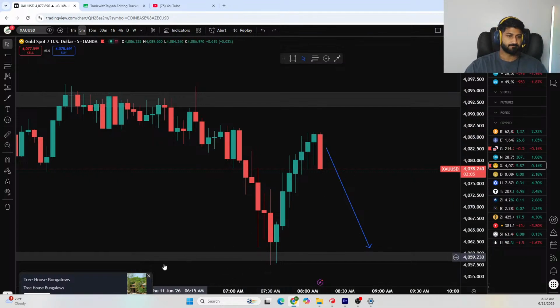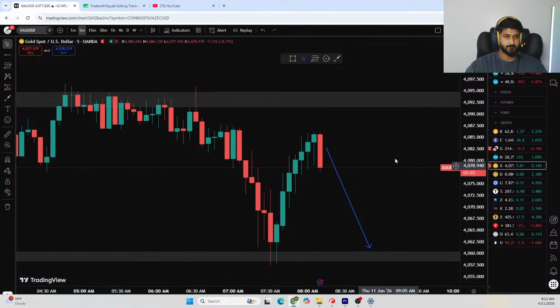Wow, look at that. Look at that. Now it's gonna continue to go back up, and the next candle is gonna be my trade. You get it. It's gonna be simple.